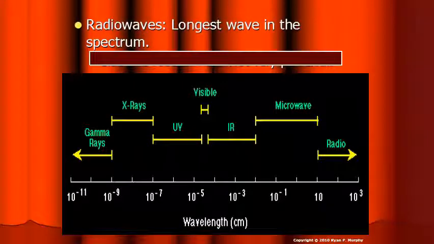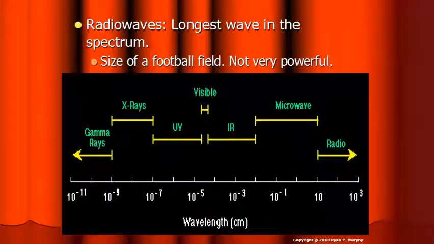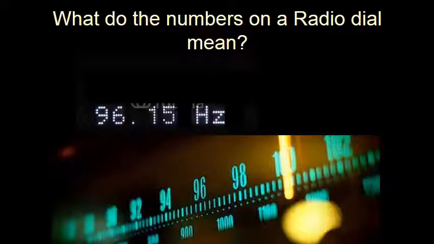All right, so let's talk about each type of wave a little bit and what they are used for. All right, so radio waves. These are the longest waves in the spectrum. They're the size of a football field or so, and they're really not very powerful waves. So here's a question. What do the numbers on your radio dial mean? You guys probably all have your favorite radio station, and it has some sort of numbers, right? And then it says FM or possibly AM.